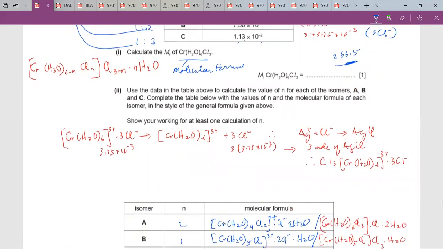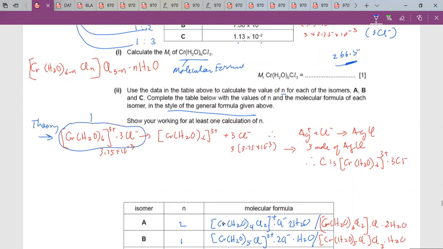That means if 3 moles come out, then they say, use the data in the table above to calculate the value of n for each of the isomers A, B, and C. Compare the table below and the values of n, and give the molecular formula for each of the isomers in the style of the general formula given above. Show the working for this one. So you can see I wrote here, 1 mole. This is theory.